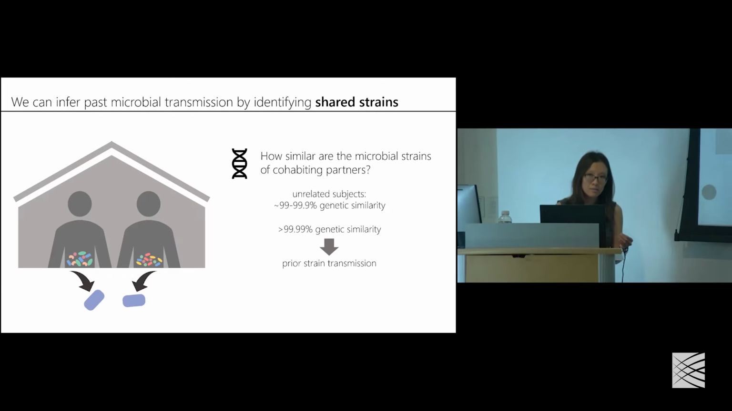And so this really high similarity of strains between different people suggests that there's been some sort of prior strain transmission either between these subjects or from a common environmental source. And so the goal of the methods I'll talk about is to determine when strains are at this near identical level of similarity such that we can infer that a transmission occurred.